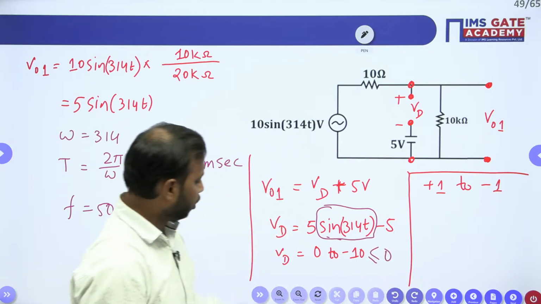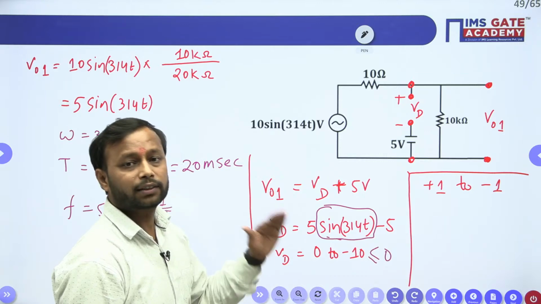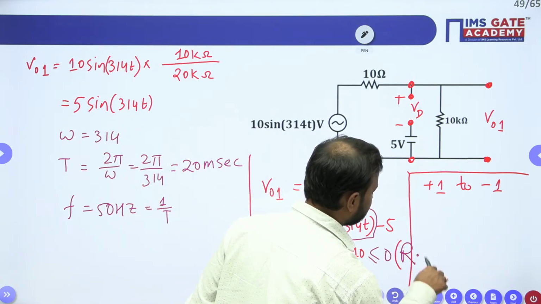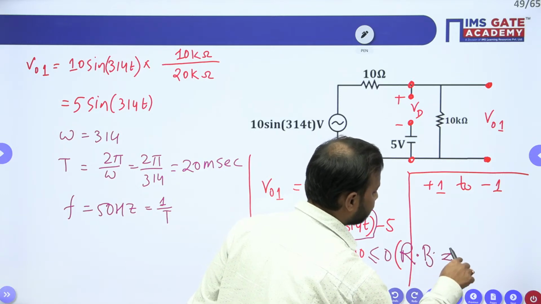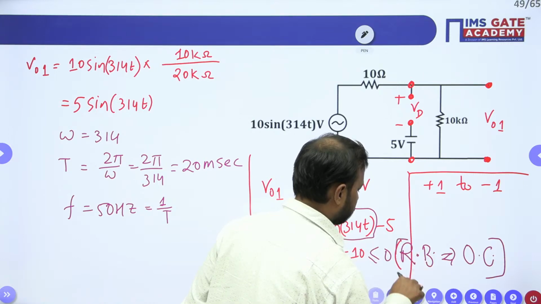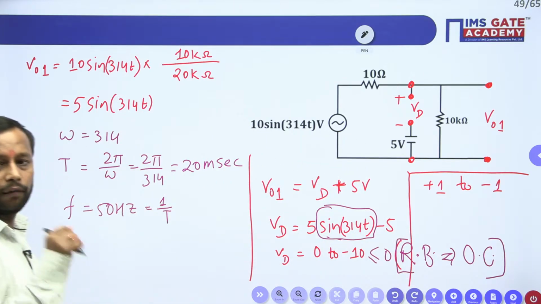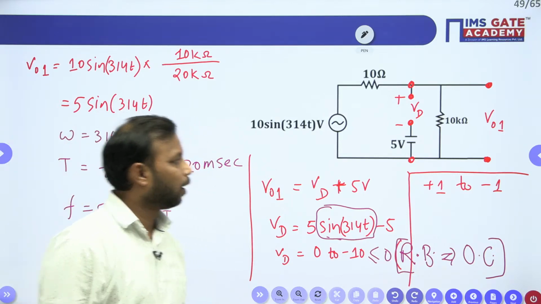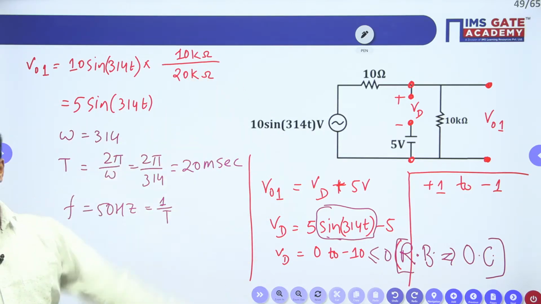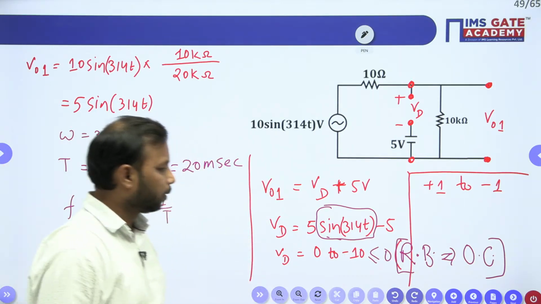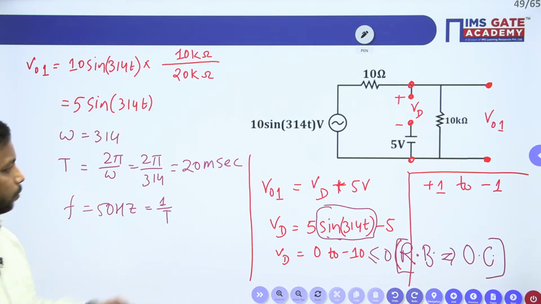This means that your diode will always remain reverse biased, and this implies the diode will be open circuit. So whatever assumption we have made is correct. All right, any doubt in this? Surat, Saurav, Vipin and others also? All right.